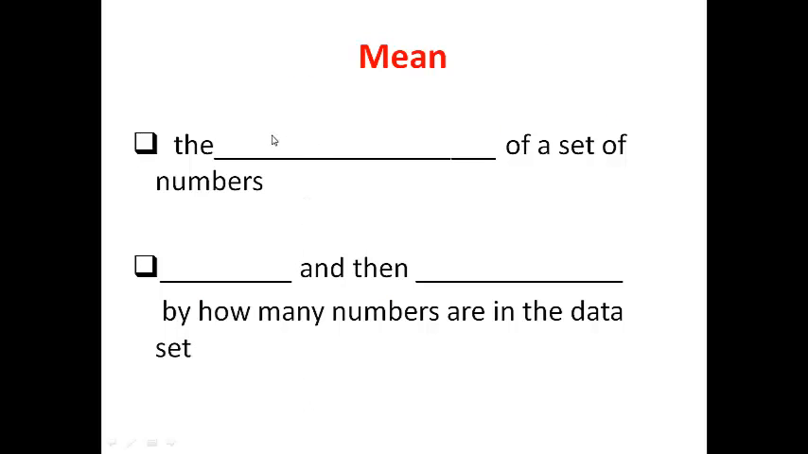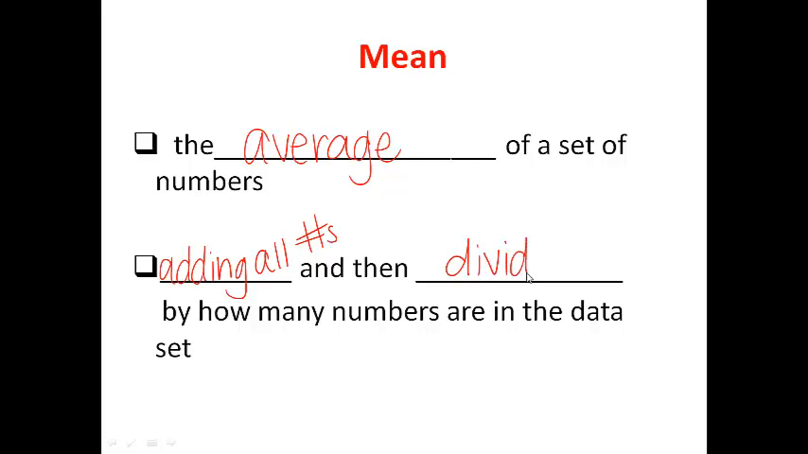The mean is the average. We always say mean is the average of a set of numbers. You find the mean by adding all numbers and then you divide by how many numbers are in that data set.